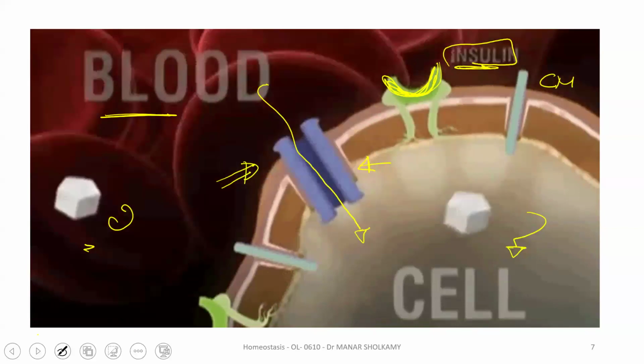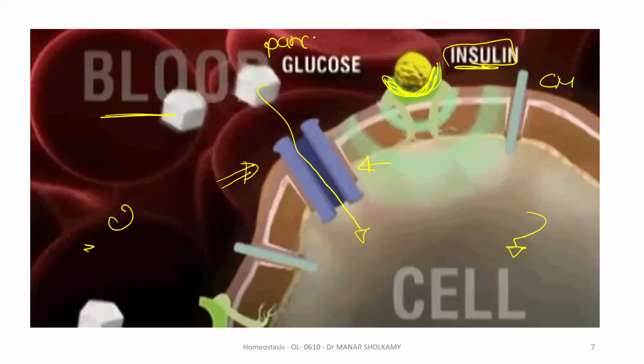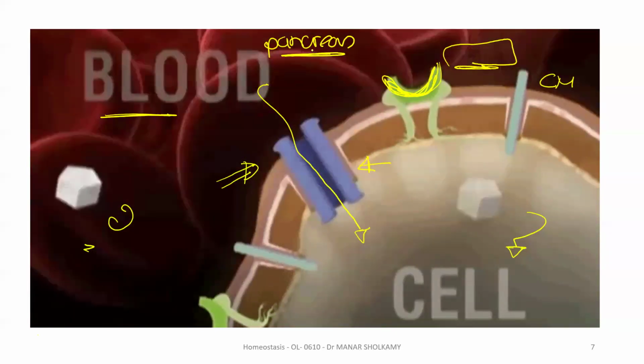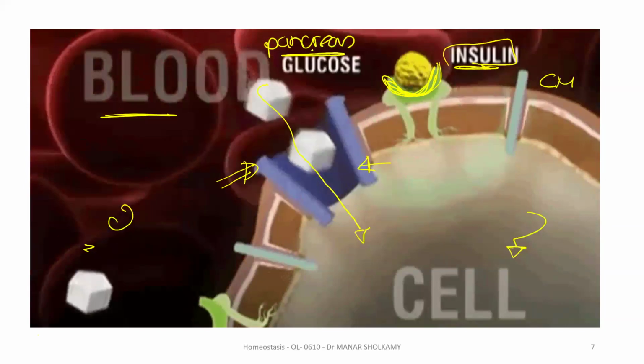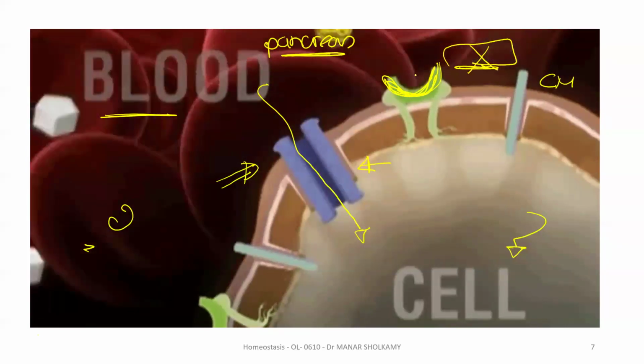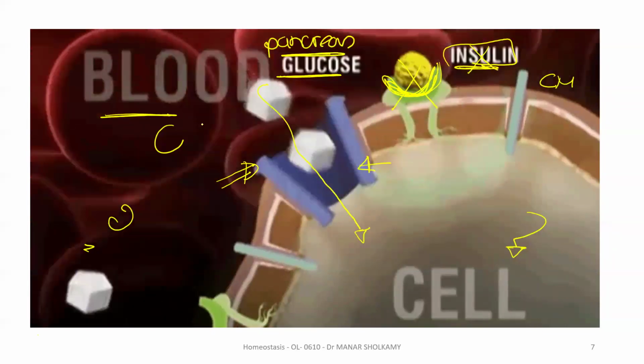Someone that has type 1 diabetes does not have a functioning pancreas. Unfortunately, the pancreas will be attacked by the immune system, and the pancreas will not produce insulin. So there is no insulin, and this hormone will not bind with the receptor, and this glucose channel will remain always closed.